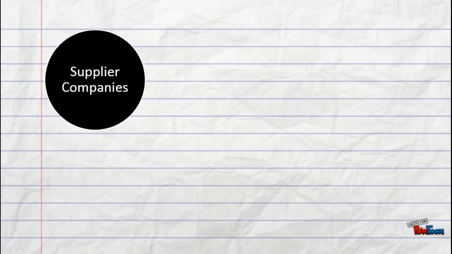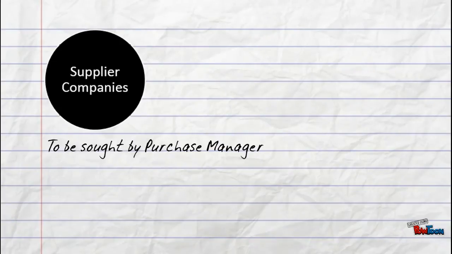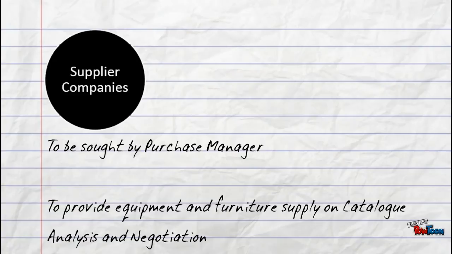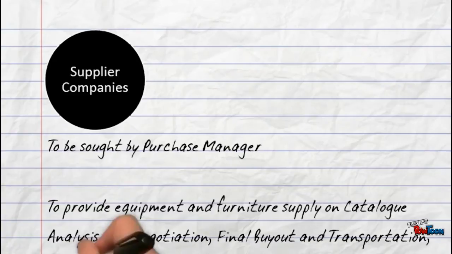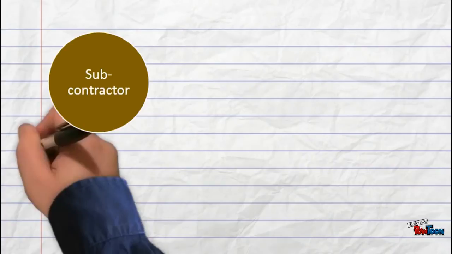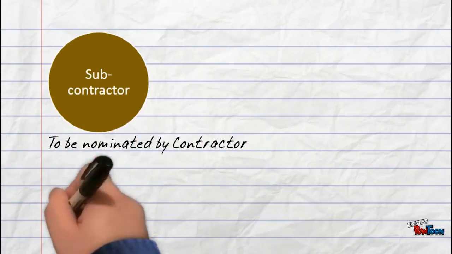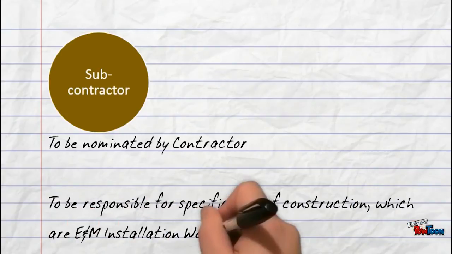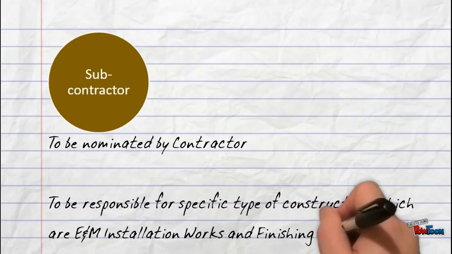For supplier company, they are sought by purchase manager to provide equipment and furniture supply on many stages of the project. Subcontractor is nominated by contractor to provide specific type of construction. We believe that subcontractors are professional in dealing with the specific type of construction, and in our project, they are responsible for E&M installation works and finishing.